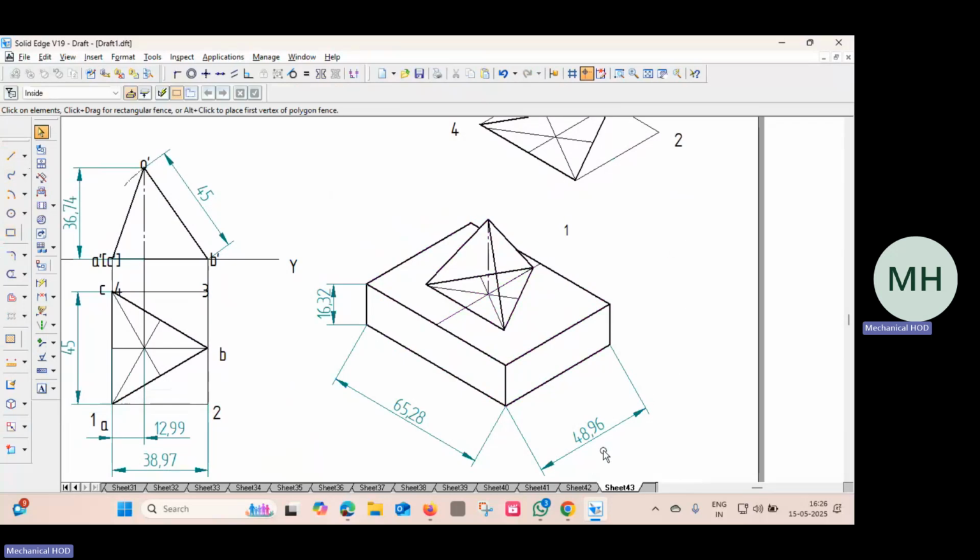Now all the dimensions will be reduced by 0.816. So 60 mm has become 48.96, 80 mm has become 65.28, 20 has become 16. This is the end of the question.